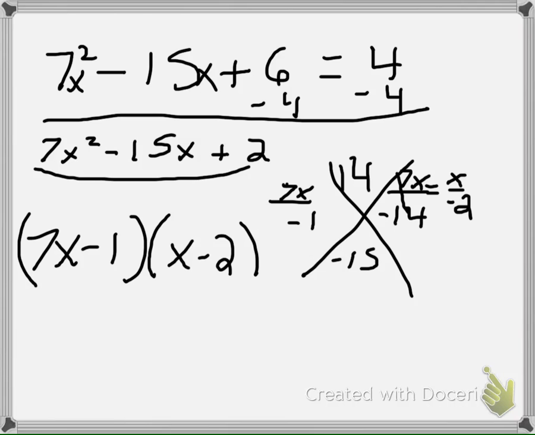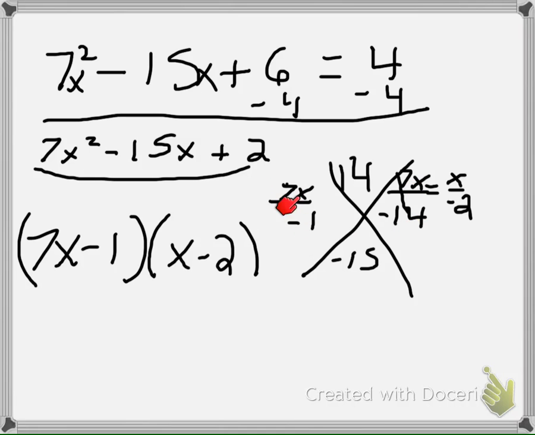So a times c, 7 times 2 is 14, and then my b term is negative 15. The numbers that multiply together to equal 14 and add together to negative 15 are negative 1 and negative 14. Negative 1 times negative 14 is positive 14. Negative 1 plus negative 14 is negative 15. Now here's another problem where the a term was not 1, and so I put 7x over here. I have the fraction 7x over negative 1, and I put the fraction here, 7x over negative 14.